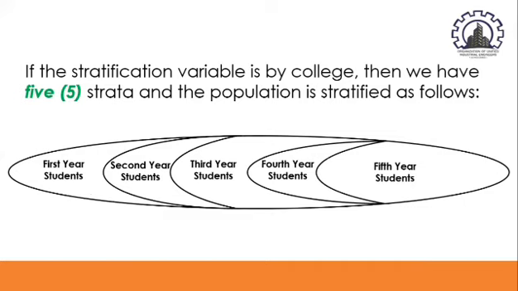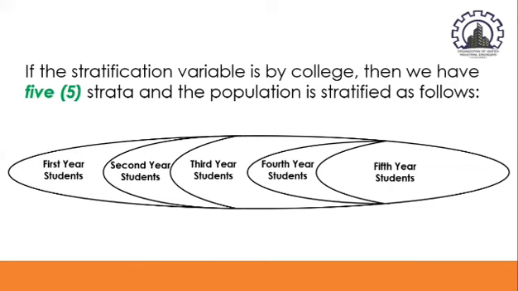Now, if the stratification variable is by college, then we have 5 strata, and the population is stratified as the year level. So in this case, we have first year students, second year students, third year students, fourth year students, and fifth year students respectively. Okay, so this is what we call stratified random sampling.